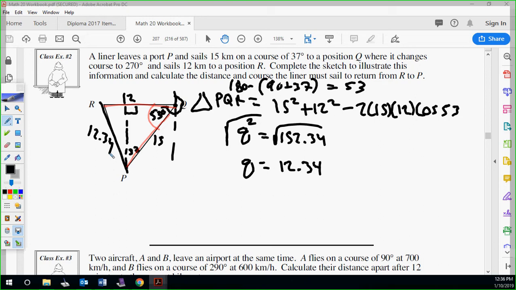So a couple things they just said. They want us to find the distance. So we found the distance, but they also want us to find the course. So what did he turn? We're trying to figure out the way he turned to get to position P. How do we do that?